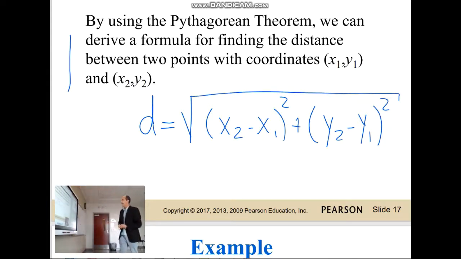And you can try to work this out by yourself. Basically, this is an application of the Pythagorean theorem, and if you plot in the xy plane the points x1, y1 and x2, y2, you're going to be able to derive this formula of distance. But for now, just get to know the formula, and let's learn how to apply it.